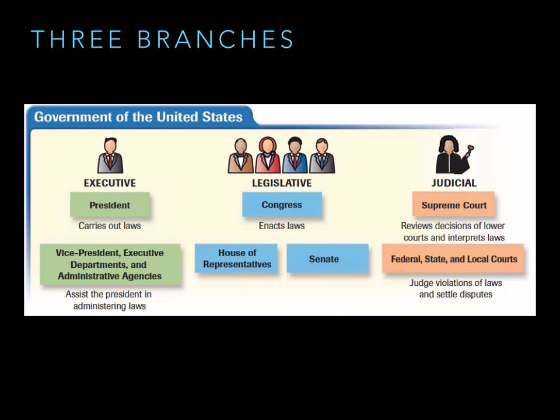Three branches. Here is a diagram of the 3 branches. You have the executive, the legislative, and the judicial. Under the executive, you have the president, the vice president, and all the administrative agencies, like the Environmental Protection Agency. Under the legislative branch, you have Congress, which includes the House of Representatives and Senate. And then the judicial branch includes the Supreme Court and all the federal, state, and local courts.